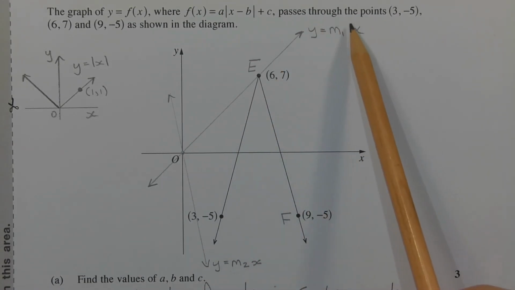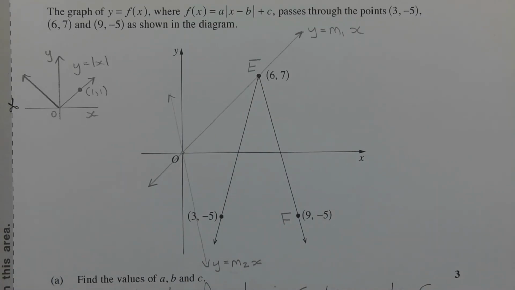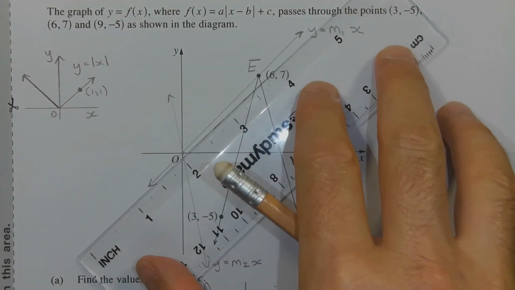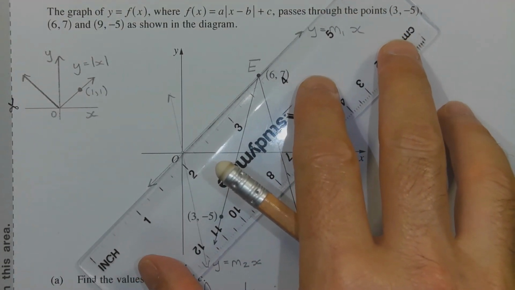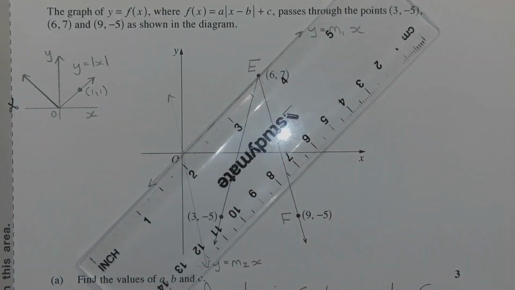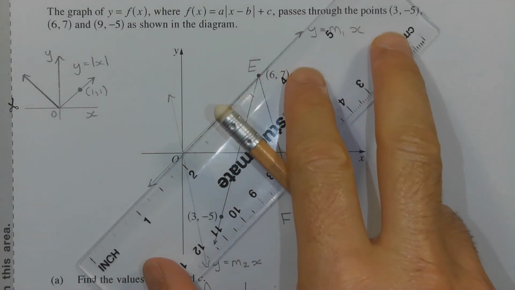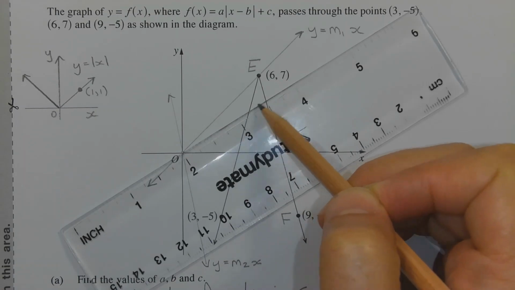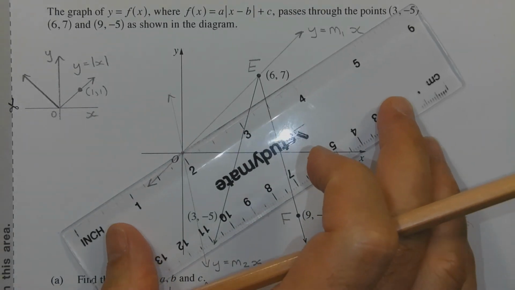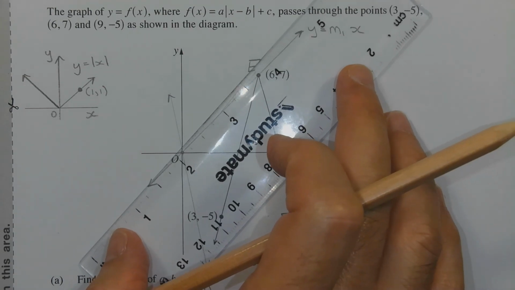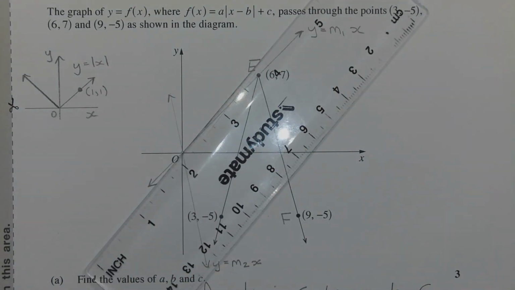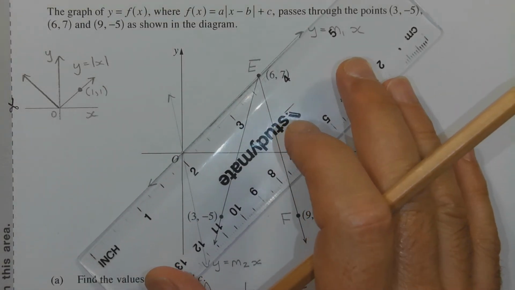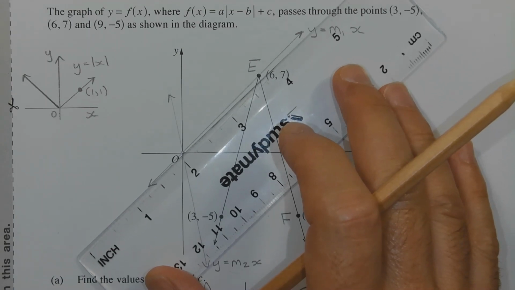Notice that y equals m1x passes through the vertex of y equals f of x. I'm just going to demonstrate this with a ruler. If I place the ruler on the origin, superimposed over the line OE, or y equals m1x, and move the ruler clockwise, we can see that it intersects with the graph at two distinct points. If I move it anti-clockwise past the vertex, clearly it does not intersect the graph at two distinct points. So the line y equals mx must have a gradient less than m1.